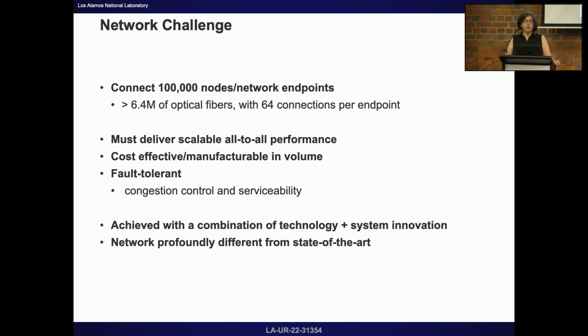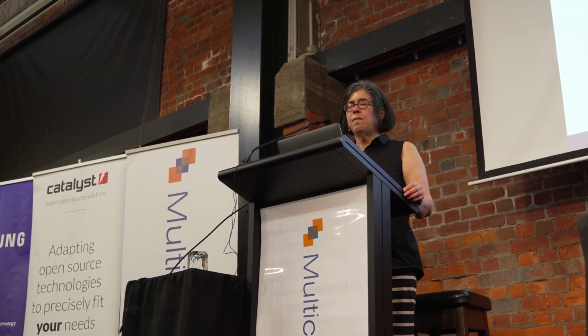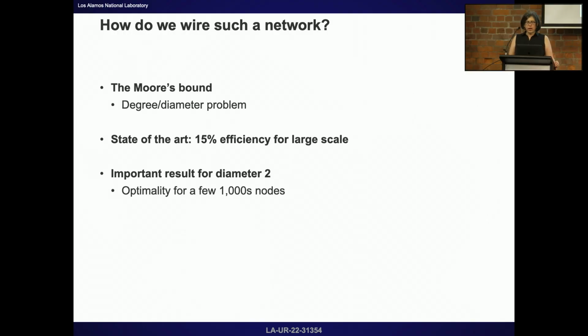It's not going to be enough to hook it up to a fat tree or Dragonfly. So how do we wire that kind of a network? Well, we're going to start with a mathematical bound called the Moore bound. The state of the art right now is about 15% efficiency in terms of the number of actual nodes you get for a network of the given radix and diameter. And we've got a new result for diameter 2, which is optimality, but it's only a few thousand nodes.